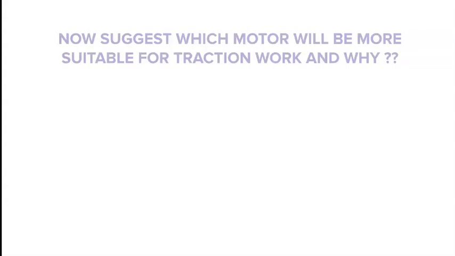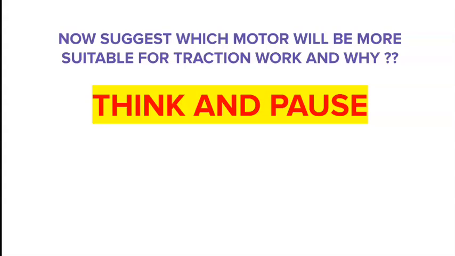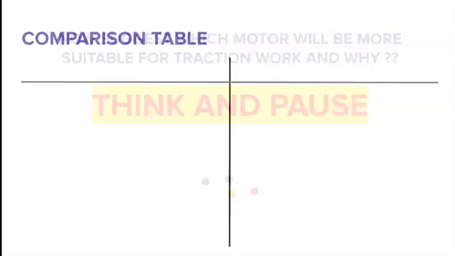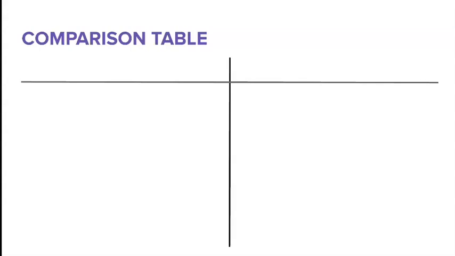Now is the time for reflection spot. Reflection spot, here you have to pause and you have to critically think. So after going through the characteristics of DC series and shunt motor as well as the desirable properties of a traction motor, I think you will be able to suggest which motor will be more suitable for traction work and why. Please jot down your answer and stop the video for some few seconds, and then once you get the answer, start the video again. I hope now you have got the answer.